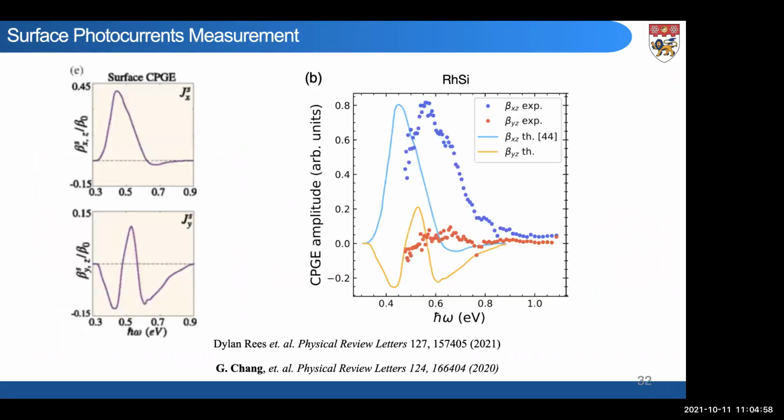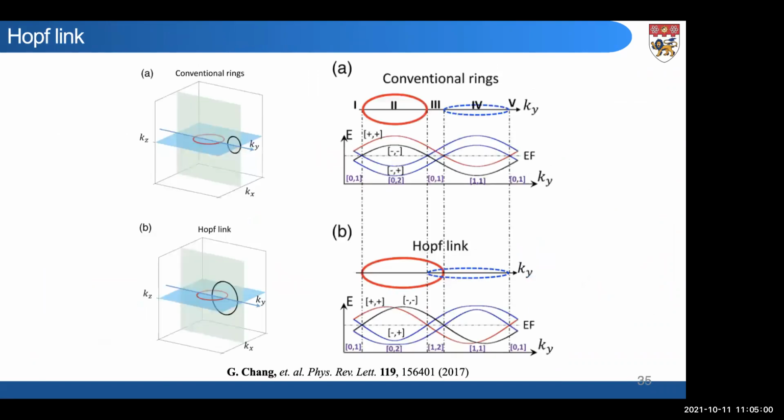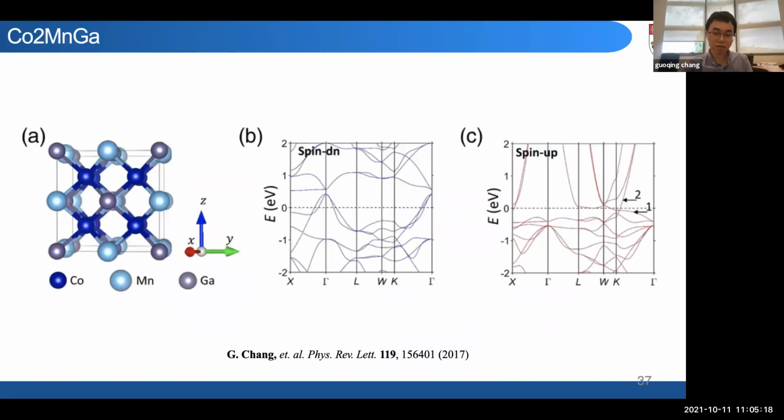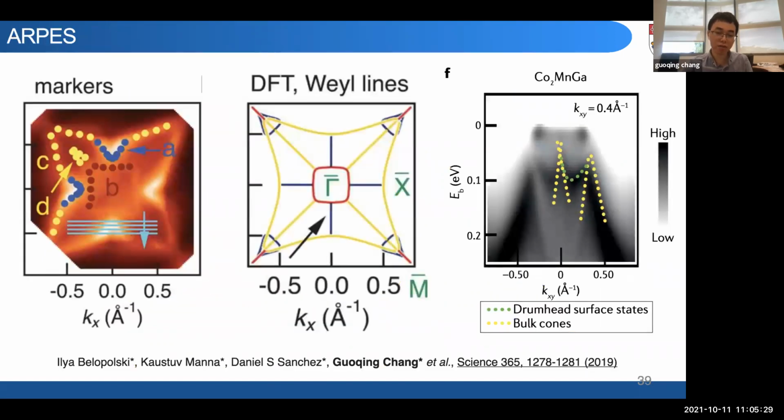You mentioned that we can use the nonlinear optical response to probe the Berry curvature of Weyl nodes. I'm wondering, for this kind of nodal link structure, do you think there will be any interesting nonlinear optical responses related to this? Yes, so I think it deserves further study, because currently I haven't seen a comprehensive study of the nonlinear optical response due to this link structure.